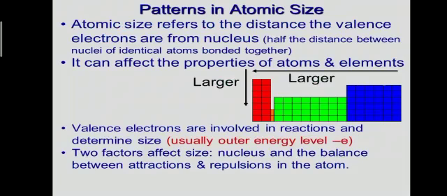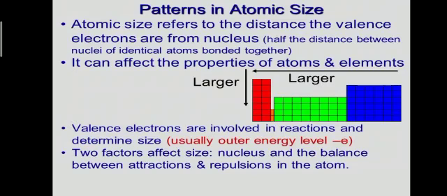Next is atomic size. The atomic size refers to the distance the valence electrons are from the nucleus. The atomic size means the distance of the nucleus from the outermost shell. As the atom is found in the isolated form, it has some particular size. But when that atom is combined with any other atom, then the size depends on both the atoms. So when the atom is found in the combined state, the size will change.